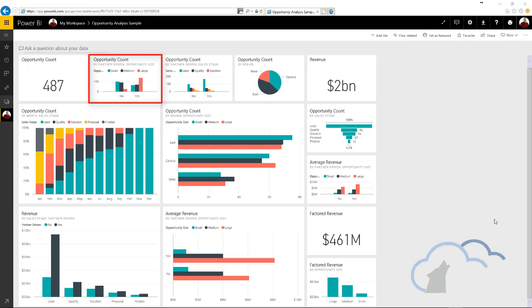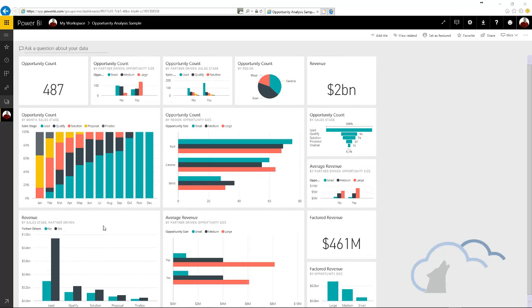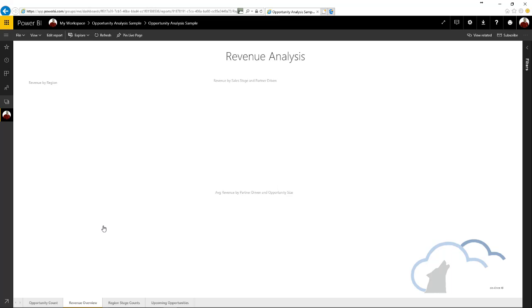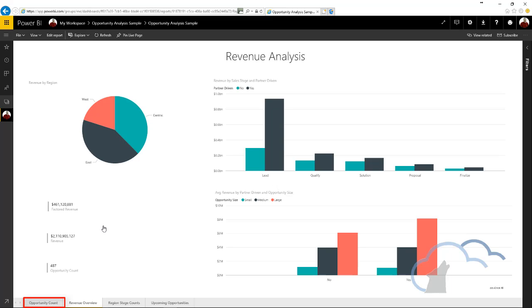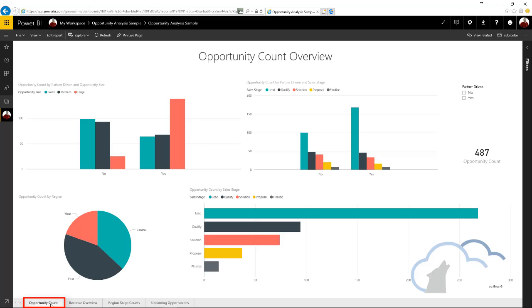Since the effort to land a deal is the same whether the deal is classified as large, medium or small, the company should dig into the data to learn more about large opportunities. I'll select the opportunity count by partner driven and sales stage tile to open page 1 of the report. I explore the pages in the report by starting on page 1 of the report titled Opportunity Counts Overview.